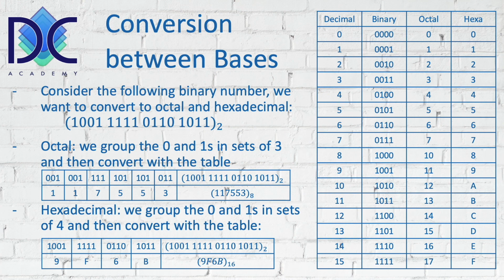0110 is 6. Then we have 1111. This is in fact 15. This gives us the hexadecimal number F. And 1001 is 9, so we have 9 here. So the same number in hexadecimal notation is 9F6B.